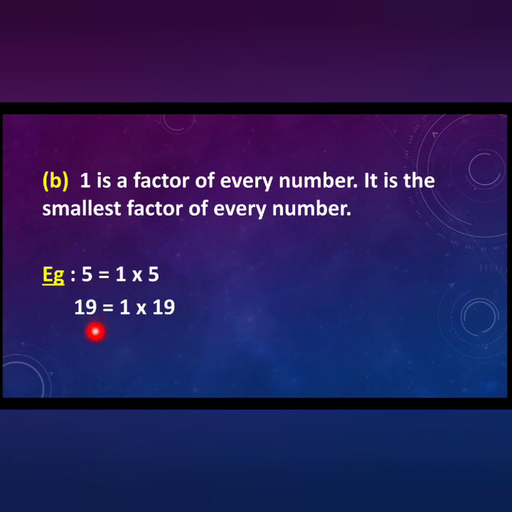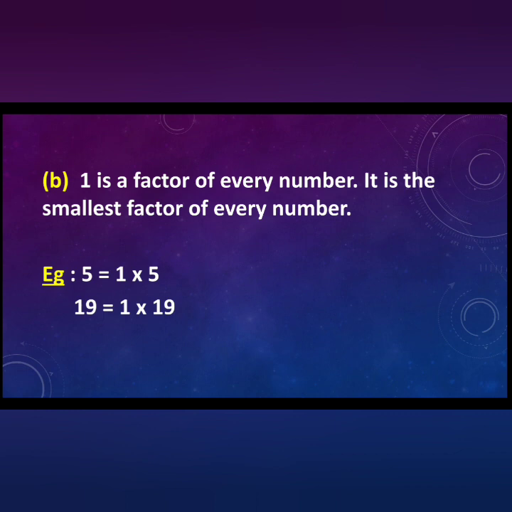Like that, every number can be expressed with 1 as a factor, okay. If we take another number, suppose 33, we can express that as 1 into 33, 1 is there also, right. So, what we can say is that 1 is a factor of every number, which is the smallest factor of that particular number, okay.